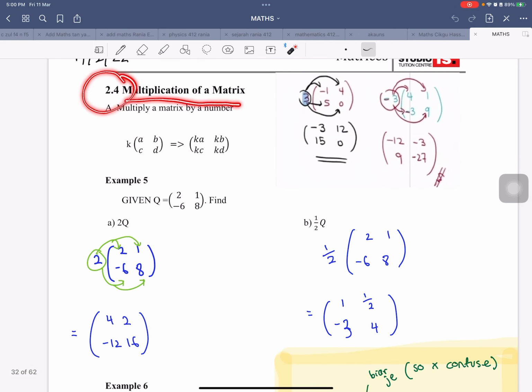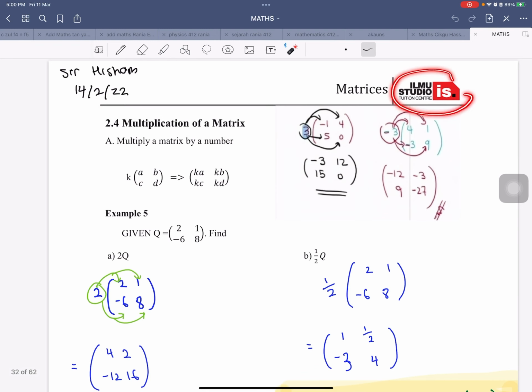2.4 multiplication of matrix. Okay guys, I joined this tuition, called Ilmu Studio, and I feel very satisfied with how they teach. It's quite straightforward.